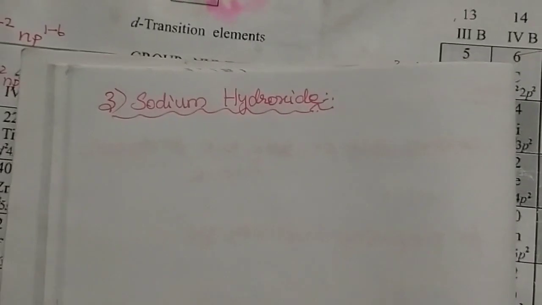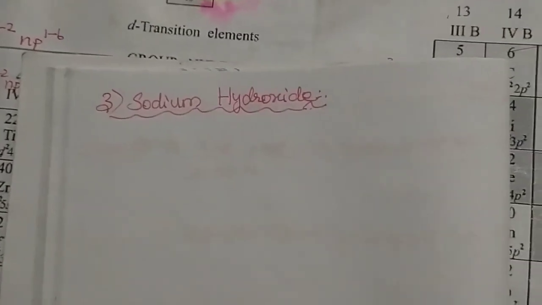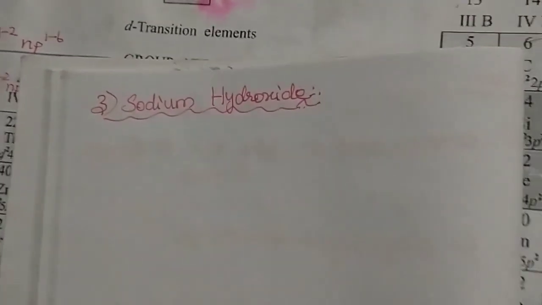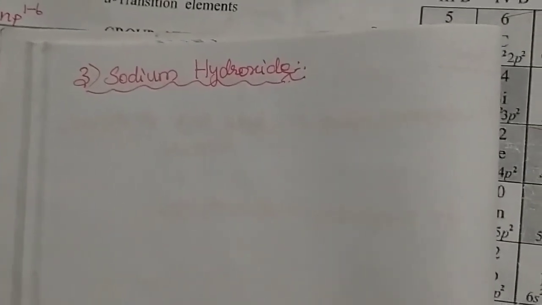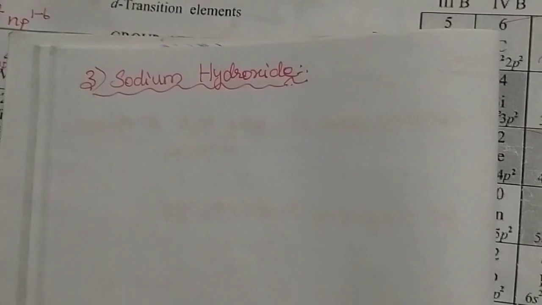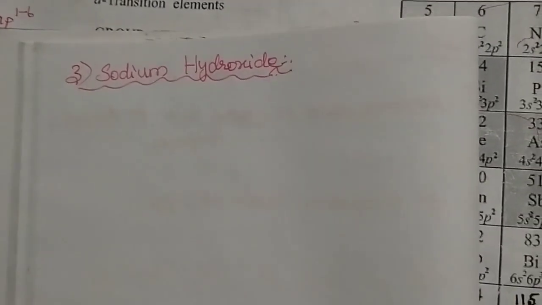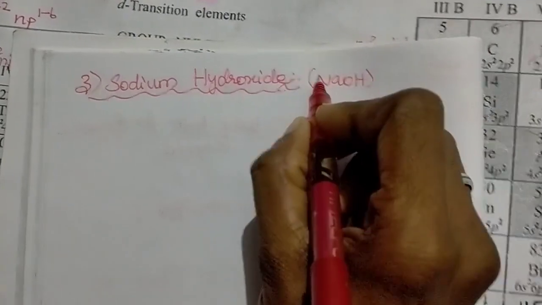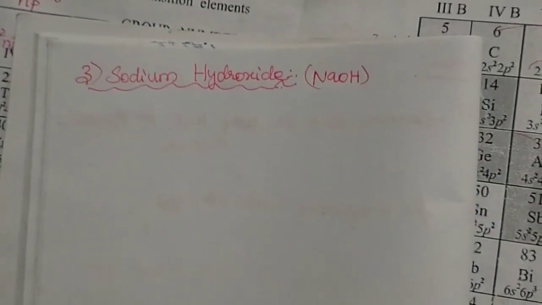In the previous class we discussed two important compounds of alkali metals, sodium carbonate and sodium chloride. In this class we are going to focus on sodium hydroxide and sodium bicarbonate. So, sodium hydroxide. The formula of sodium hydroxide is NaOH. This is the chemical formula composition of sodium hydroxide.